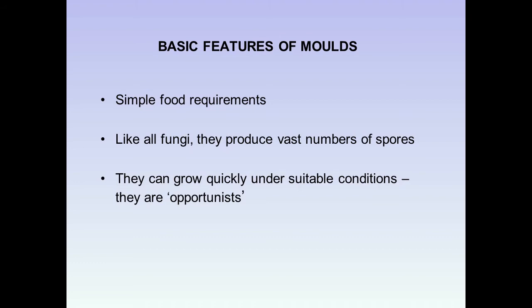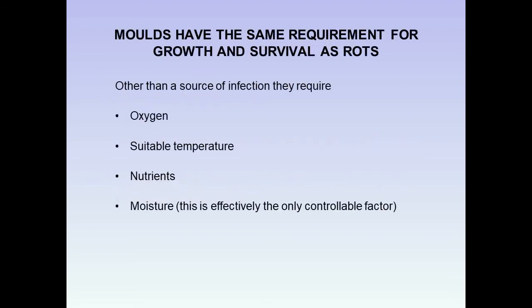So the basic features of mould: they have simple food requirements, and like all fungi, they produce vast numbers of spores, and they can grow quickly under suitable conditions. In other words, we can regard them as very much opportunistic. They have the same requirements for growth and survival as rots, or indeed any other fungus. They require oxygen, air, suitable temperature, nutrients, and moisture.